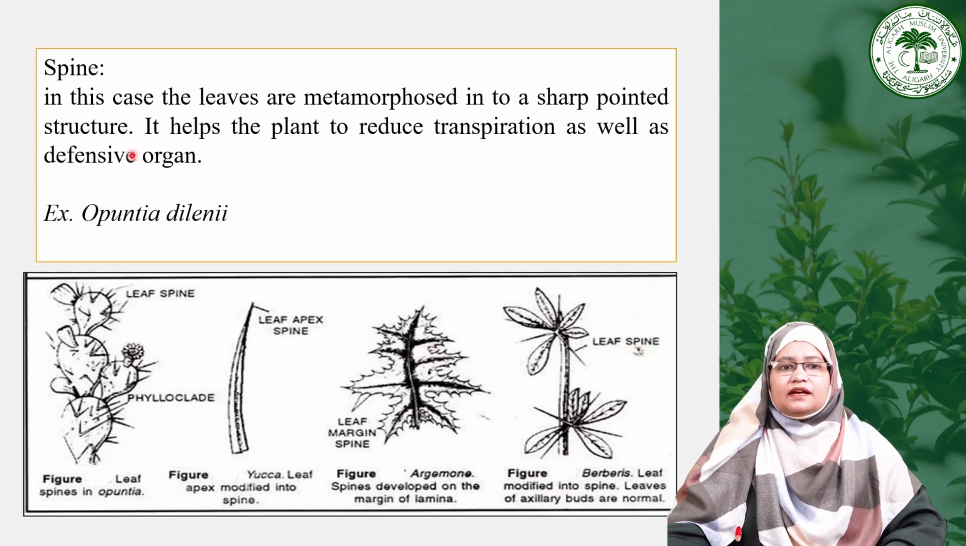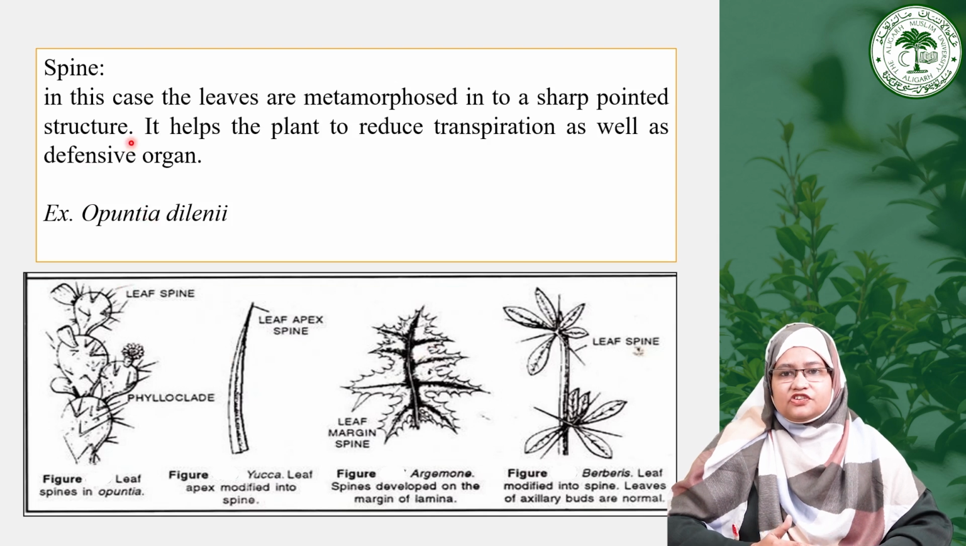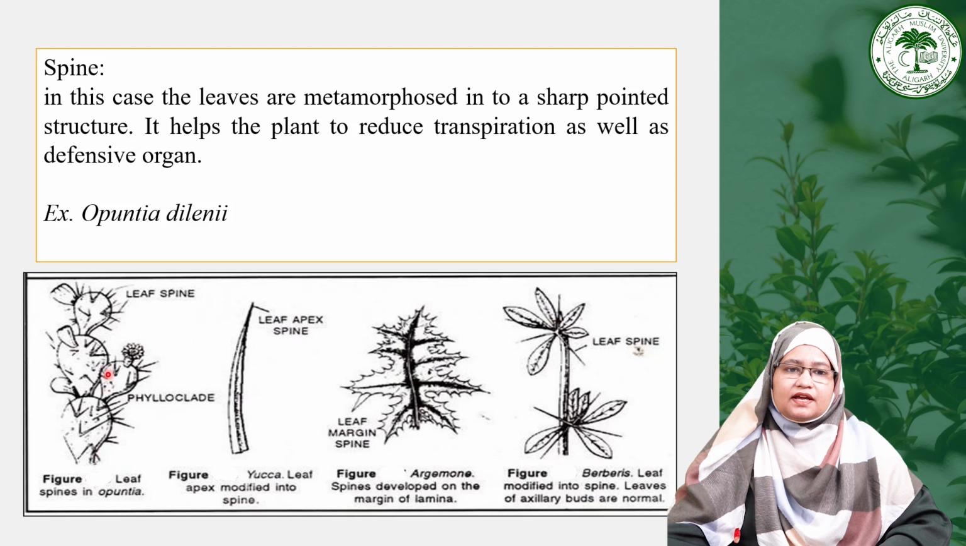Then spines. In many cases the leaf is modified into a spiny structure that helps in the reduction of transpiration, as we have discussed earlier, that is Opuntia. Opuntia is an example of a phylloclade, as you can see here. In this particular Opuntia phylloclade, the leaf is converted into a spiny structure. So they can reduce the rate of transpiration.